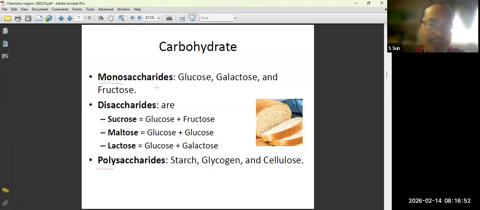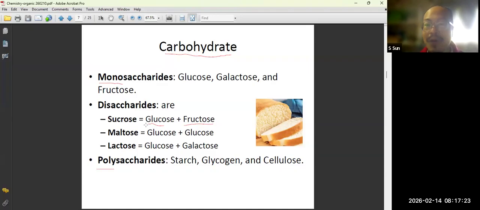Now we need to know what their monomer is. So carbohydrates, a simple way to say it is basically sugar stuff. There are many kinds of sugar. You probably know that already. You can have a table sugar. You can have a fructose right here. This one is more commonly seen in the fruit. It's different from the glucose. And so they are different kinds of sugar.